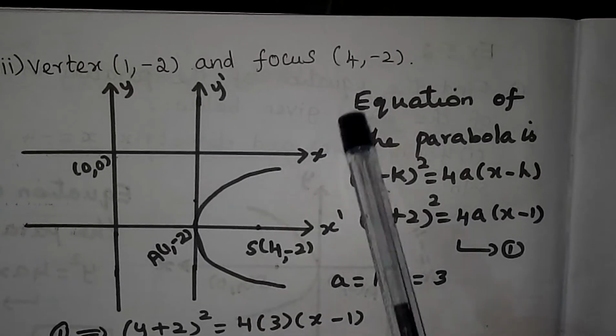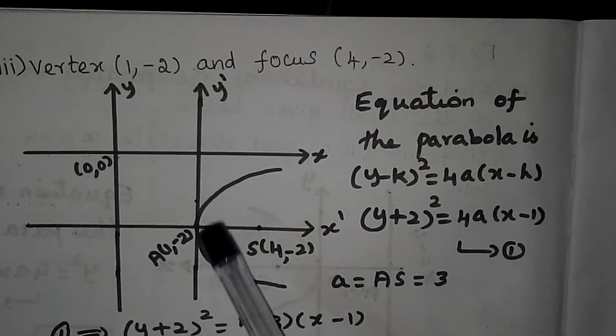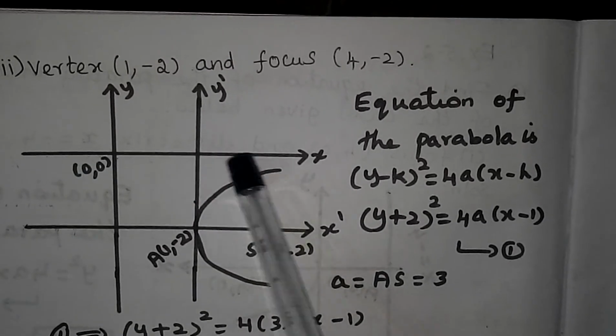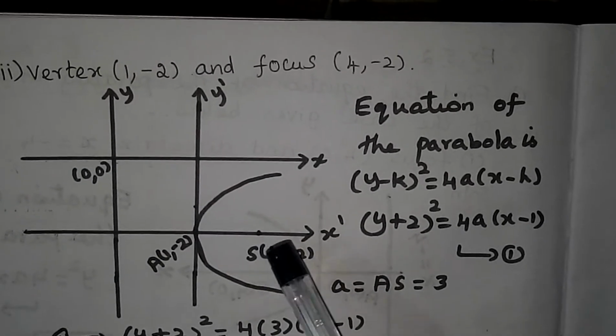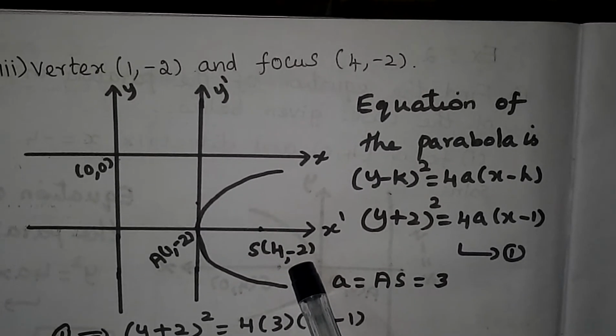And the focus you have to mark then. Focus is 4 comma minus 2. So this is the origin. Here we have 1 comma minus 2. After this only you will get 4 comma minus 2. So mark this focus 4 comma minus 2. So now we can draw the parabola.